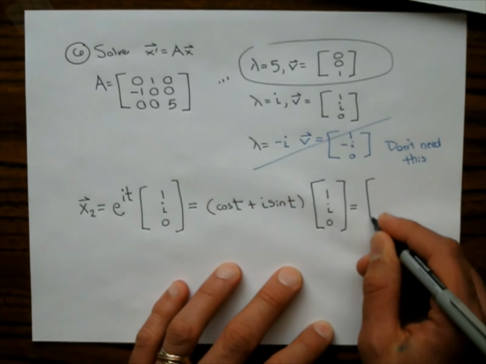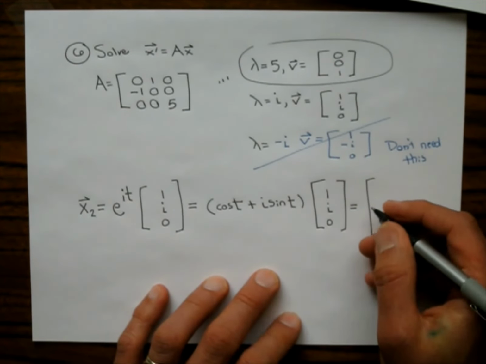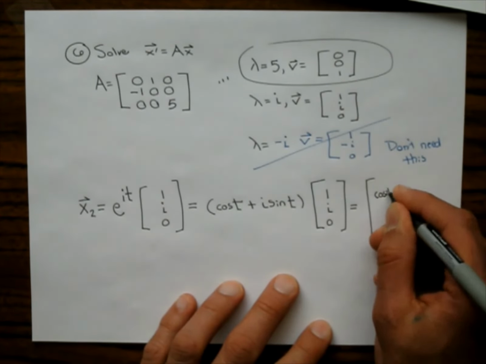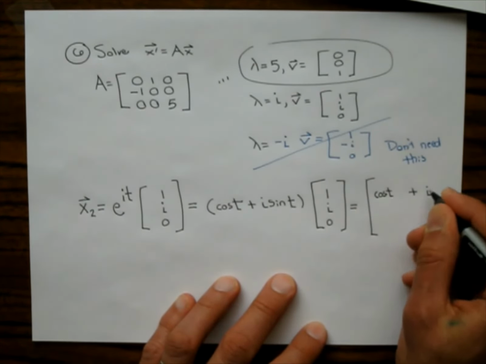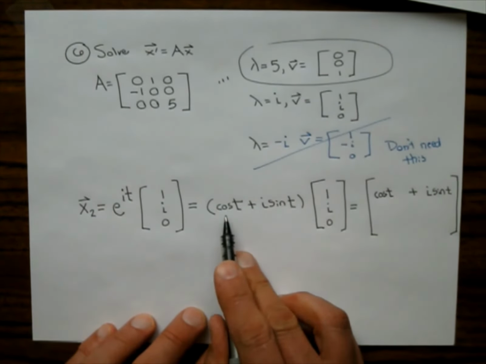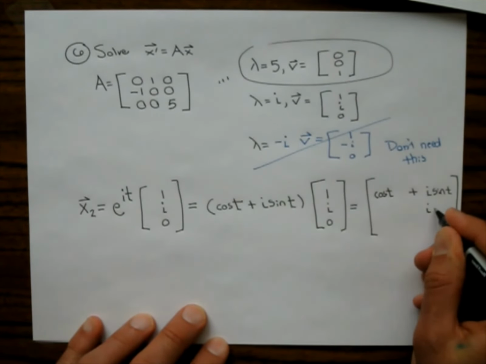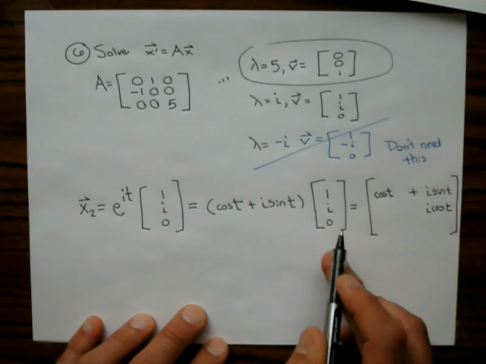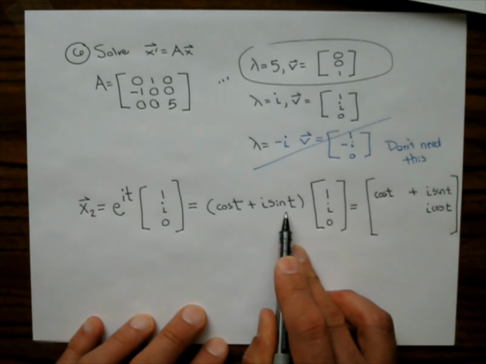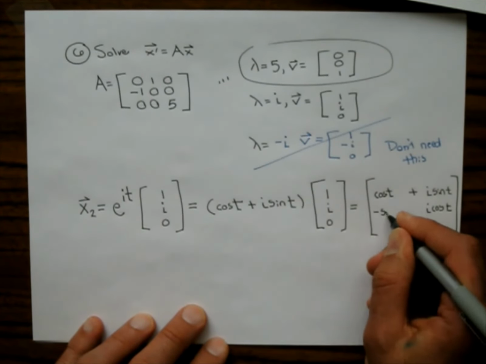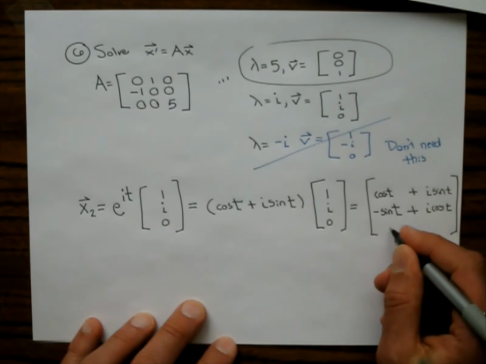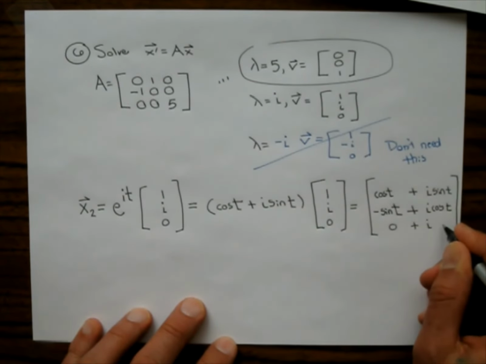And so what am I going to get here? I'm going to get cosine t plus i sine t, and then the next one is going to be i cosine t, and I'll put it over here. So this is what I mean that you can skip some steps. So this is i times cosine t, and then this is i times sine t. And what is i times i? i squared is negative 1, so this is negative sine t plus that. And then the last one is 0 in both places, 0 plus i times 0.